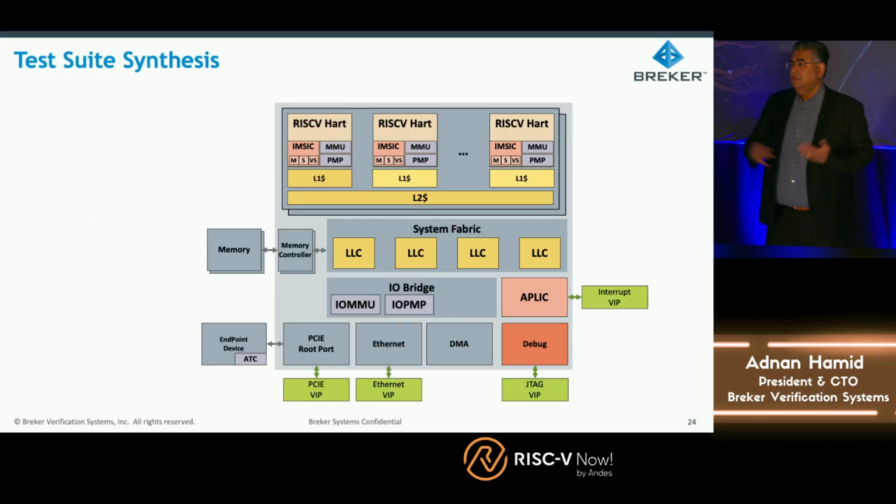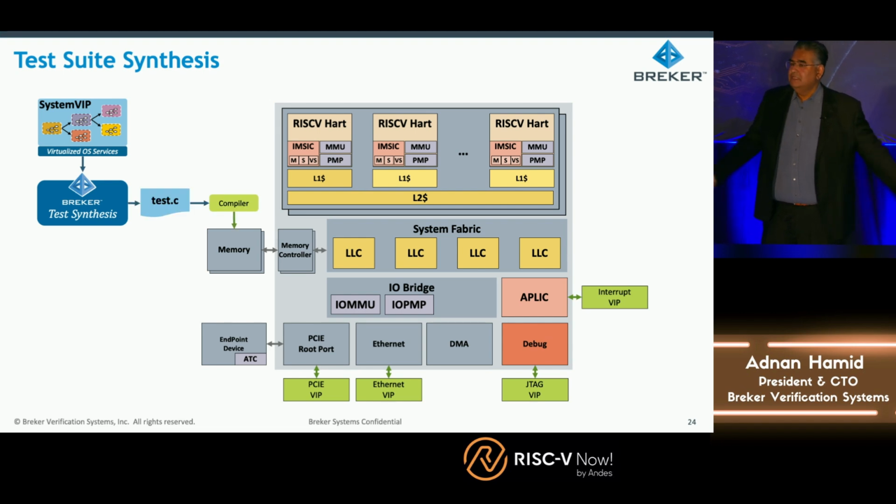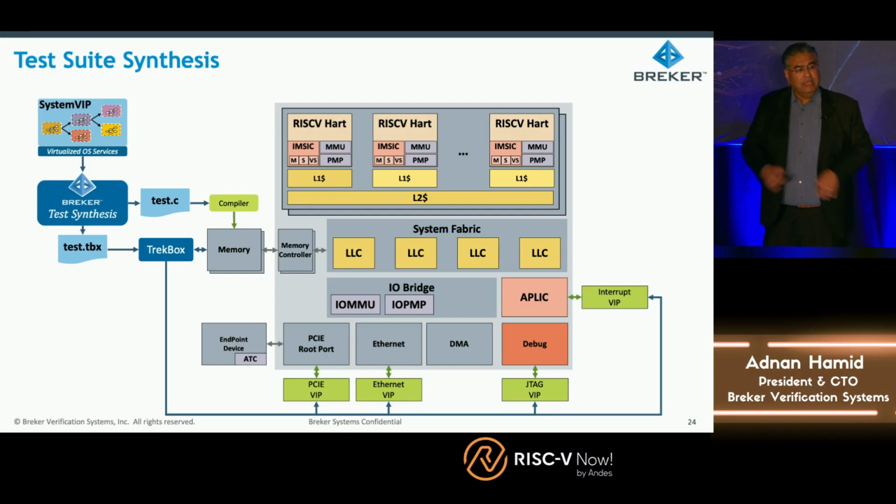So what Breker does is test suite synthesis. We sell system VIPs, pre-built solutions to these problems. These are libraries that can be plugged together to build various systems. And the idea is that there's some system VIP that goes into some tool that spits out some C program, usually with inline RISC-V assembly, and it also has a mechanism for coordinating with what's going on the test bench side. And this is how we holistically test the whole system.